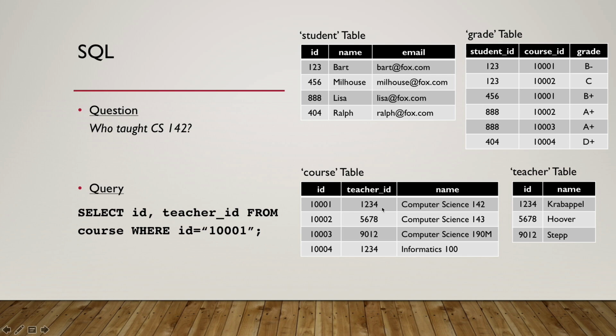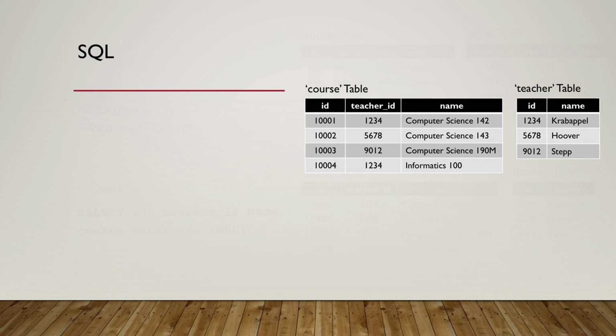Now, that's maybe okay if you're a computer, but it's a little confusing to a human being. The real question probably was, what's their name? Now, I've focused in on just the course table and the teacher table here, because that's all we need for the moment, and I'd like to keep the clutter away. So we're trying to figure out who taught CS142, and we want their name, not their teacher ID.